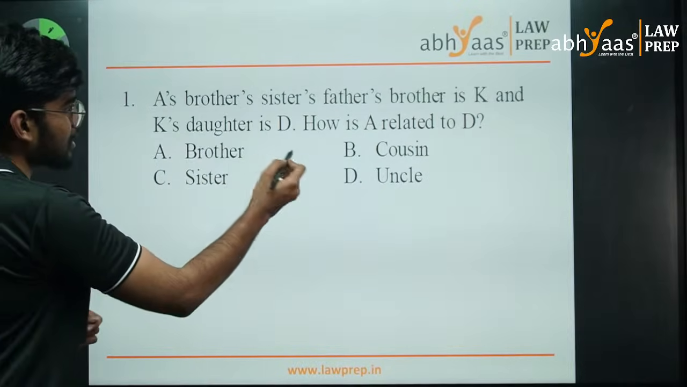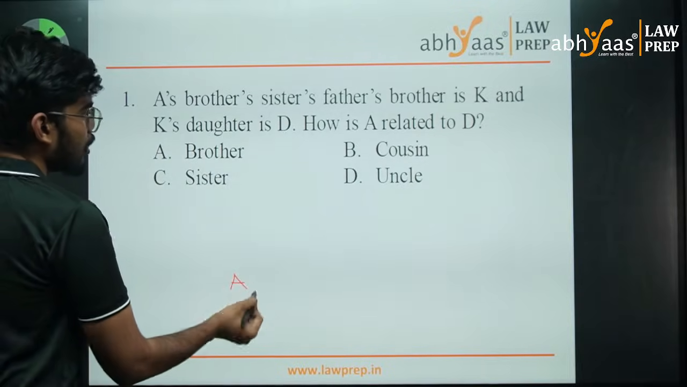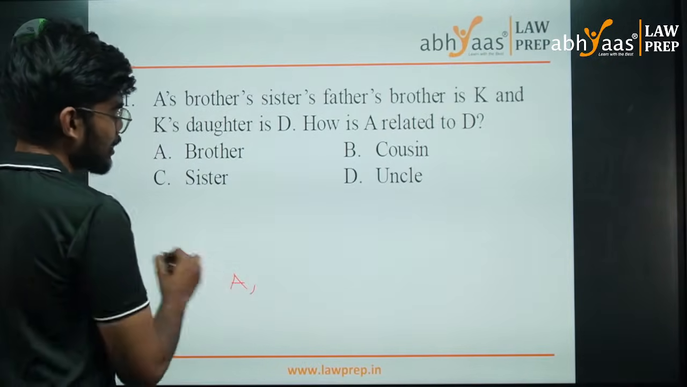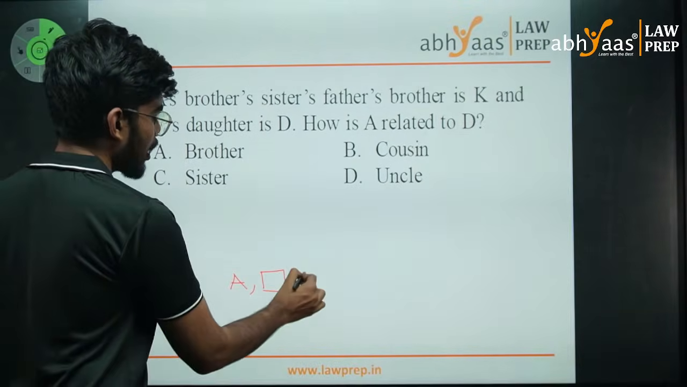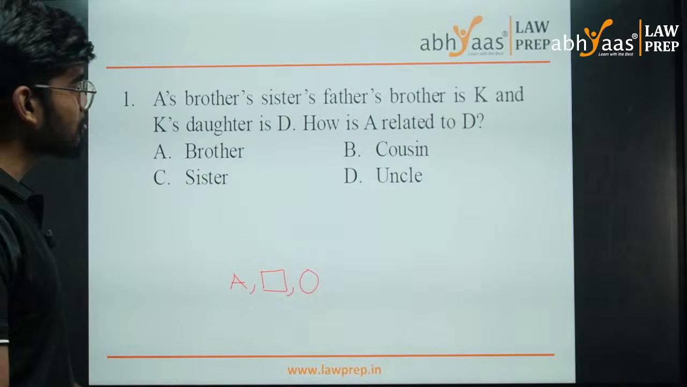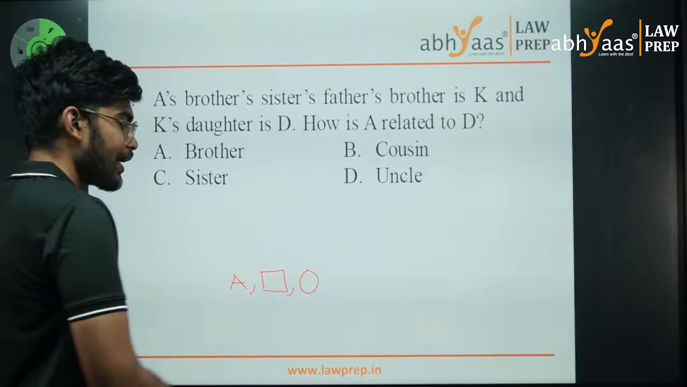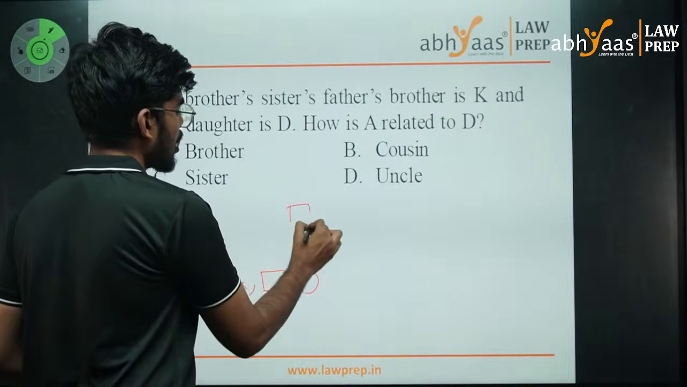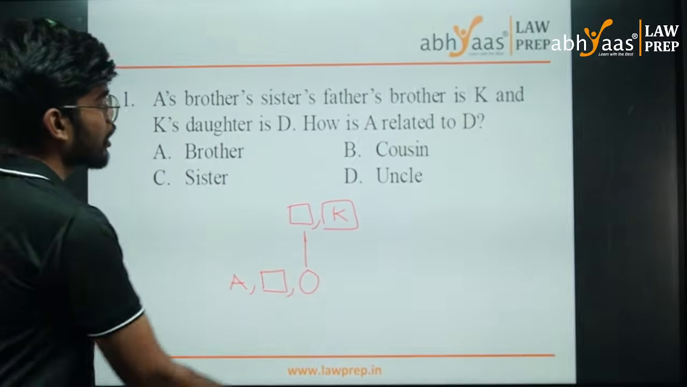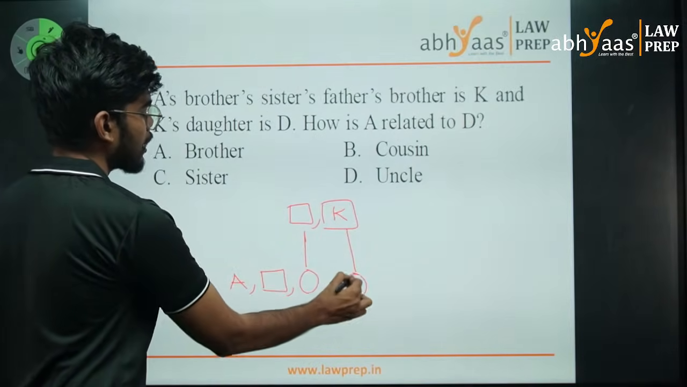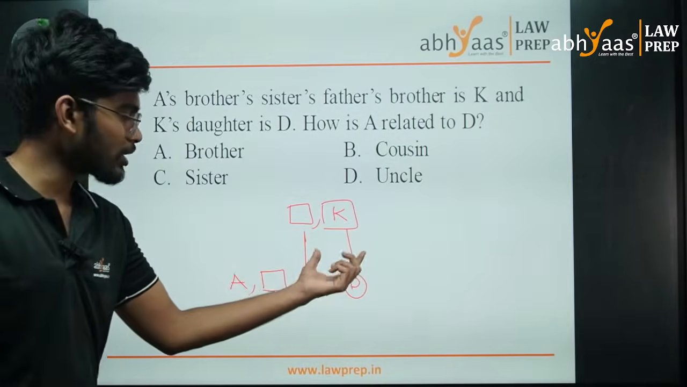A's brother, sister's father. That means if this is A's brother, this is a sibling relation, which I denote with a comma. A's brother, sister, and the father's brother. The sister's father means he is the father of all these three people. Anyway, the father's brother is K. And K's daughter is D. K has a daughter, who is D. I represented it within a circle because daughter means female, and females are represented within a circle.